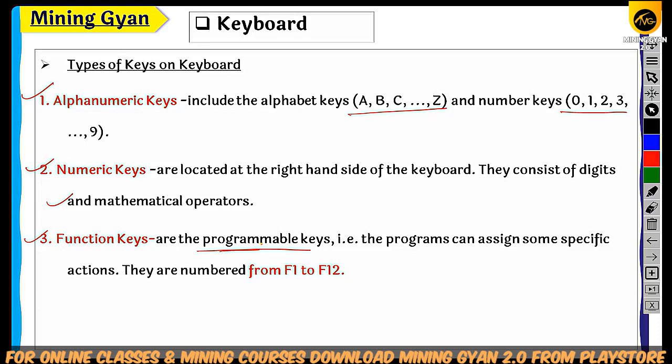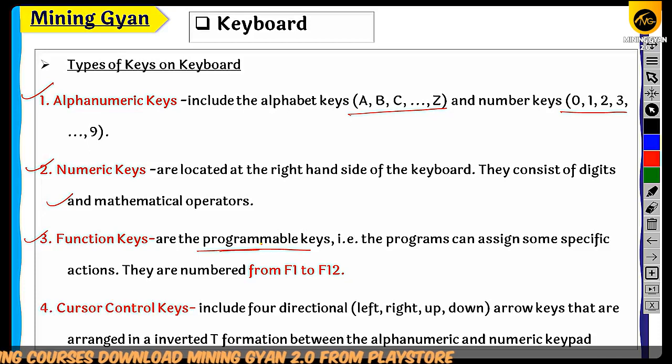Basically, they are already programmed keys, used to give a command or instruction to the computer. So function keys are already programmable keys. Now the fourth one is the cursor control keys. Left, right, up, down, these are all called cursor control keys, which are used to move around the numeric keypad and alphanumeric keypad.